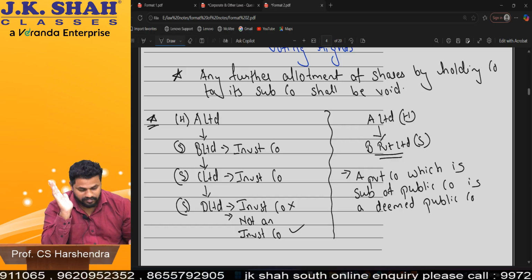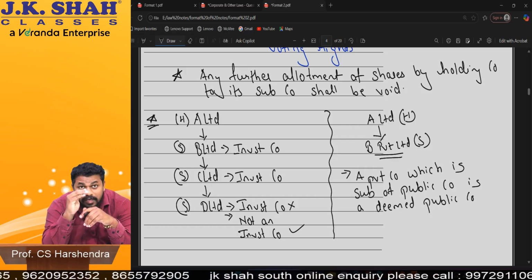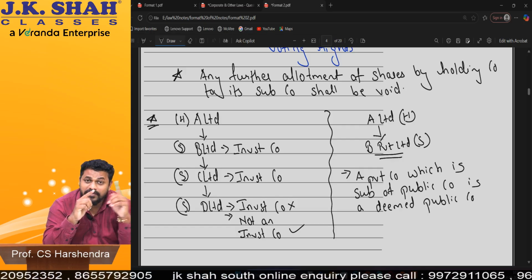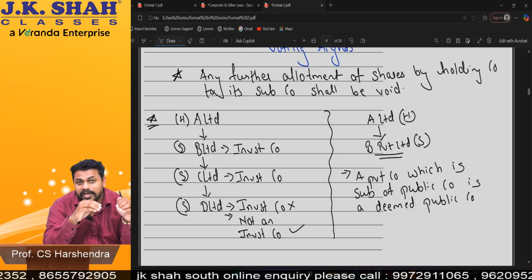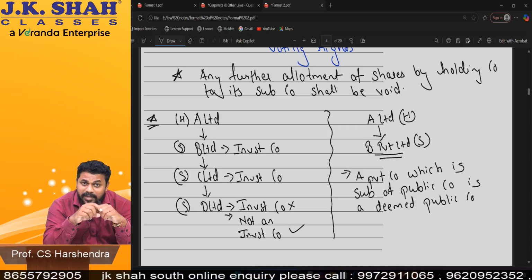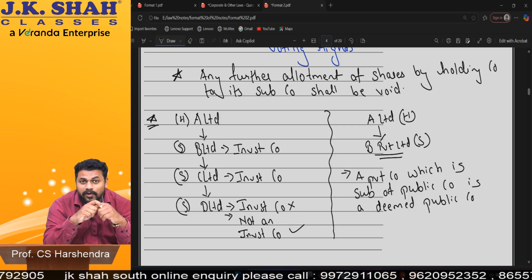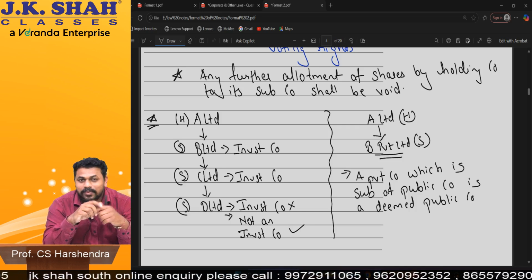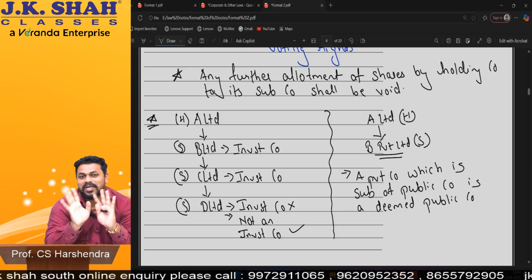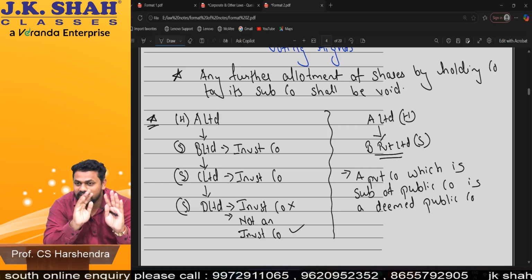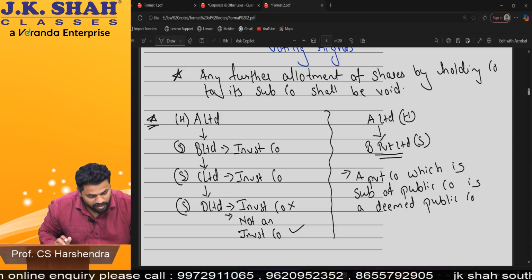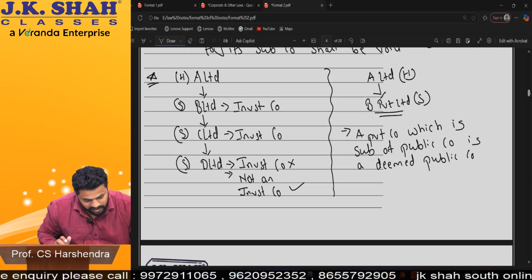Clear everyone? Okay. But yes, for example, A Private Limited is holding and B Limited is a subsidiary. Public company is a subsidiary of a private company. So will that public company be deemed a private company? No. Vice versa is not allowed. Am I clear? Everyone? Yes? Good. So we have finished holding and subsidiary.